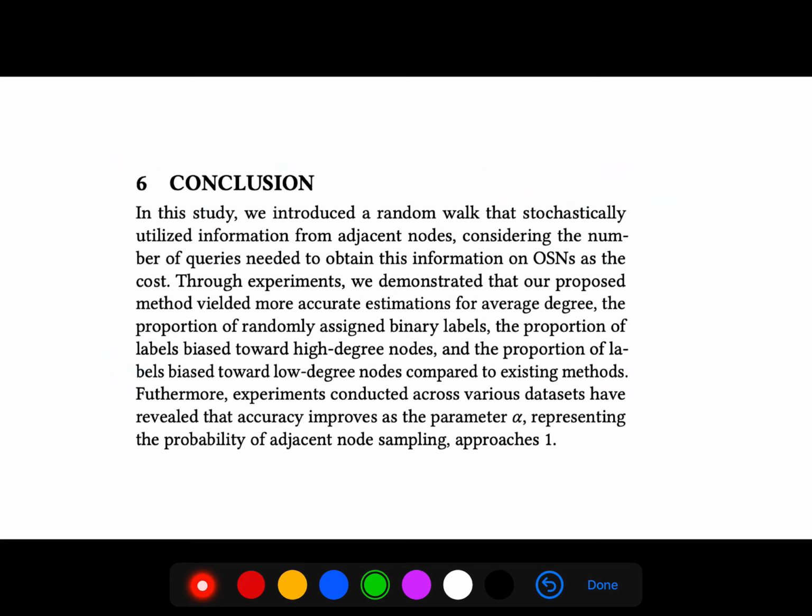So we introduced a random walk that stochastically utilizes information from adjacent nodes, considering the number of queries needed to obtain this information on OSNs as the cost. Through experiments, we demonstrated that our proposed method gives more accurate estimation of average degree, the proportion of randomly assigned binary labels, the proportion of labels biased toward high-degree nodes, and the proportion of labels biased toward low-degree nodes, compared to existing methods.